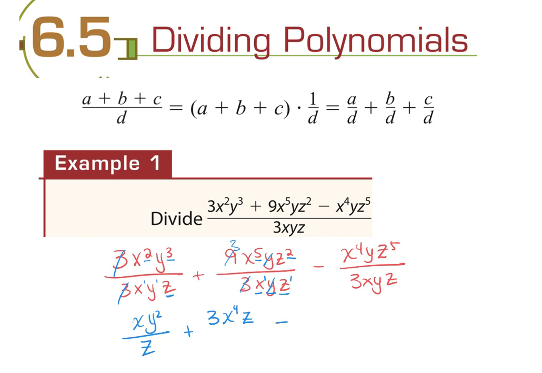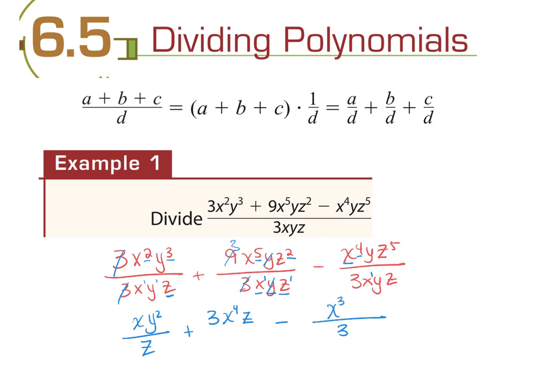Then I'm going to subtract. In this case, my 3 in the denominator cannot reduce, so I will have a 3 down there. And then I'm going to look at my variables, x to the 4th over x to the 1st. That's going to give me x cubed.